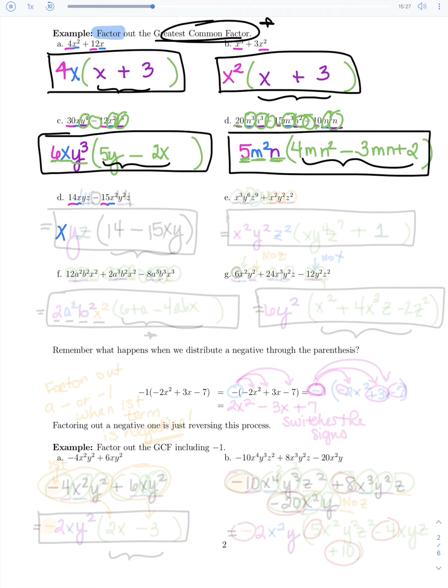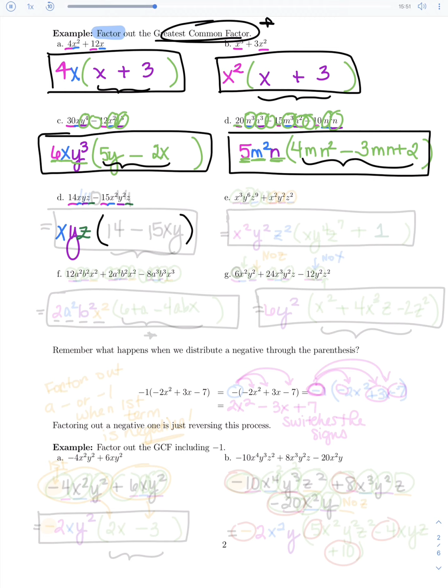Then, let's look at my y. So I've got a y and a y squared, so I can pull at least one y out because both have at least a y. And then let's keep on looking. We've got a z in both, so I can pull at least one z from each term. And then our leftovers get put inside a set of parentheses to save for later.